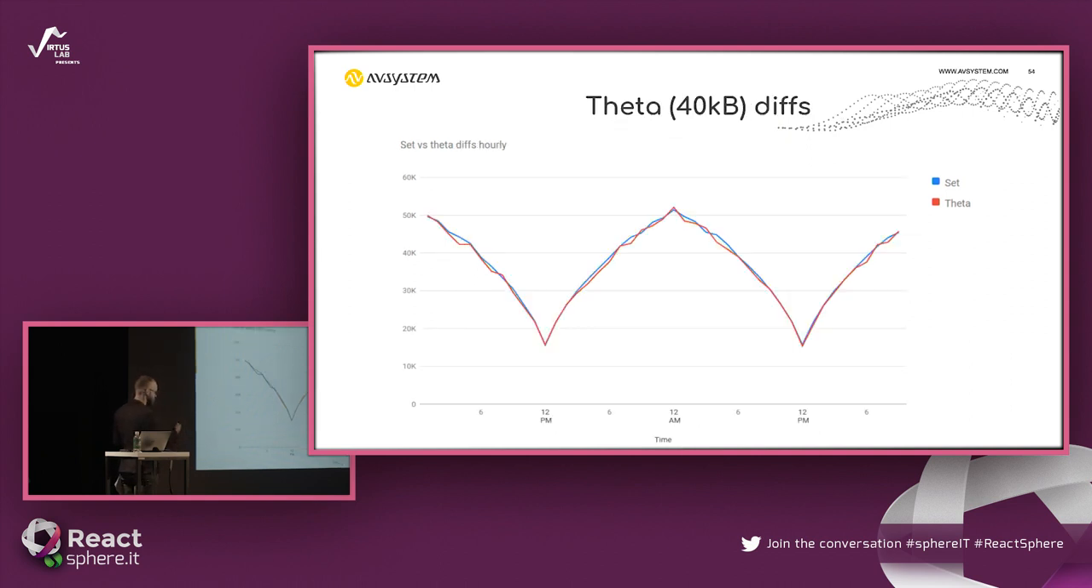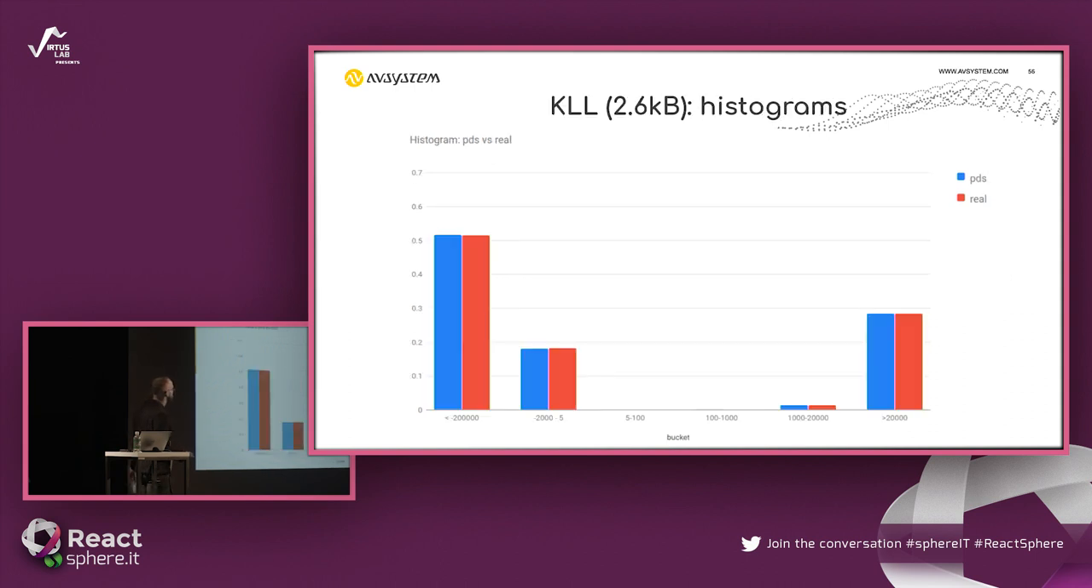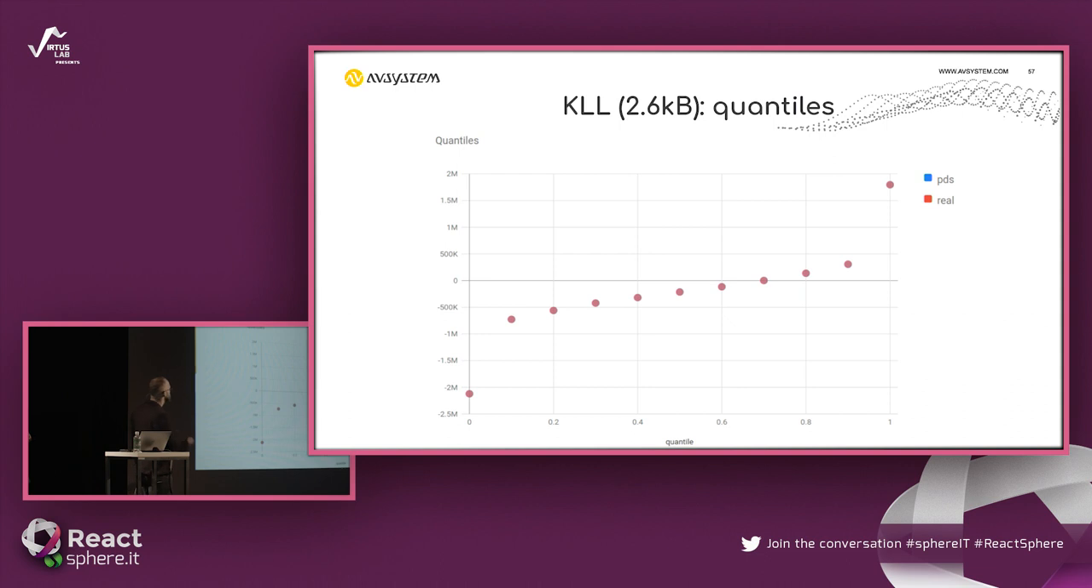Okay, this is set differences: a comparison where the blue line is exact values and red is the estimate from Theta. And the same for every 4 hours. Okay, histogram from KLL. Blue columns are results from KLL and red are real exact values. Not bad. Quantiles: do you see the blue dots? Yeah, they're behind the red ones.